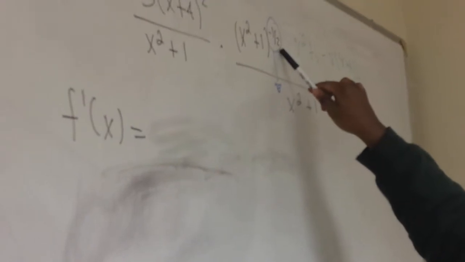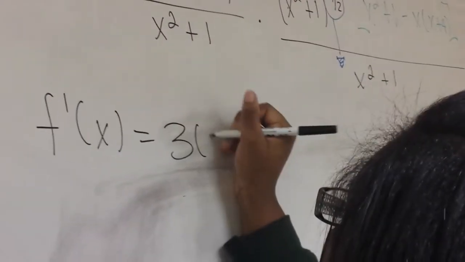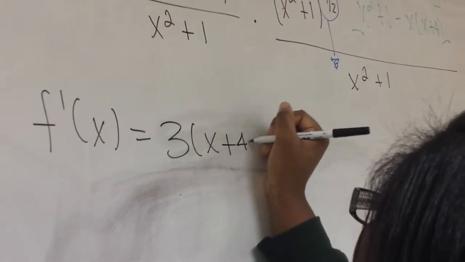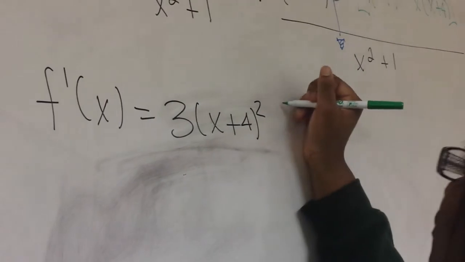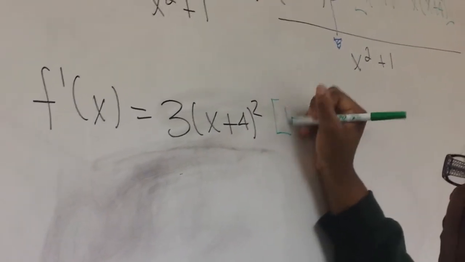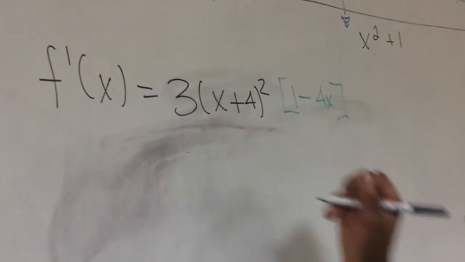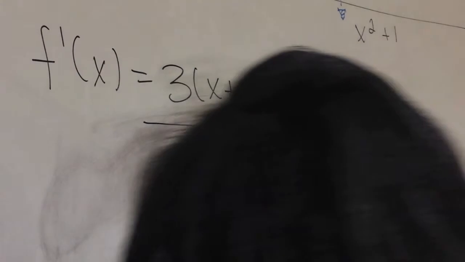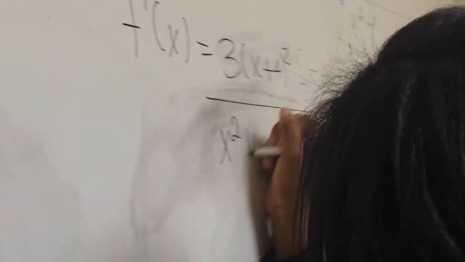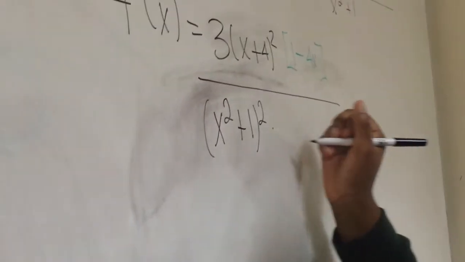We changed the equation from what we had in the last step to this: 3 times x plus 4 squared times 1 minus 4x, all over x squared plus 1 squared times x squared plus 1 to the 1/2.